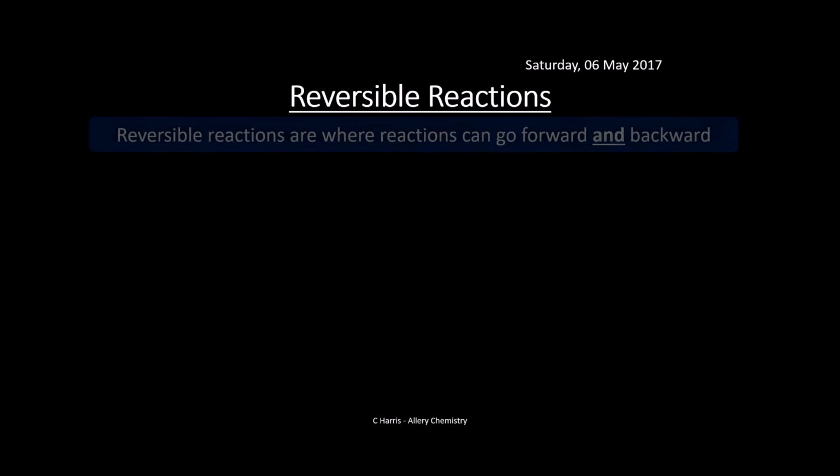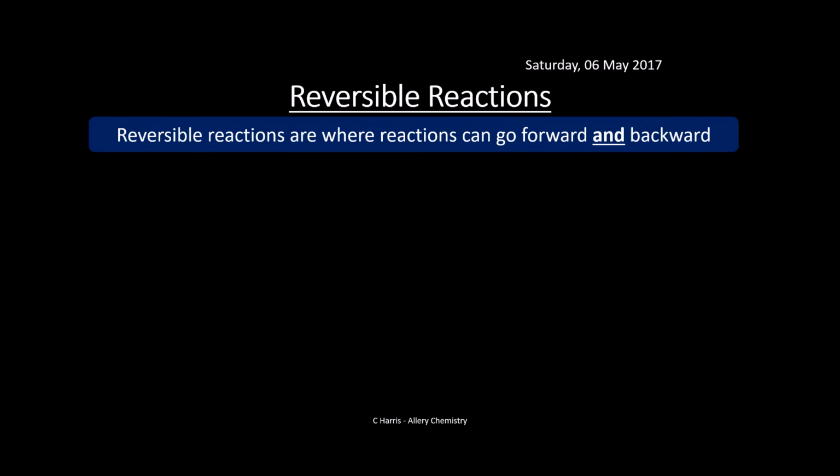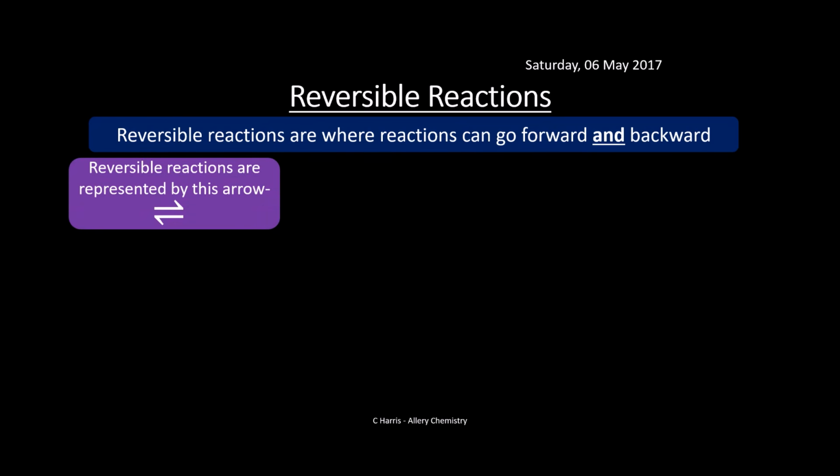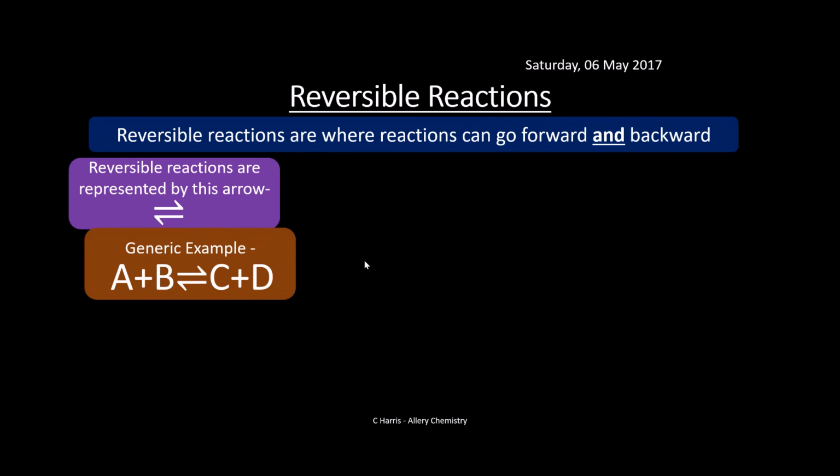So we're looking at reversible reactions, because this is to do with equilibria. This is basically where reactions go forwards and backwards, and they're represented with this funny arrow, which we'll call harpoons: two harpoons, one going forward, one going back. Here's an example: A and B in equilibrium with C and D.